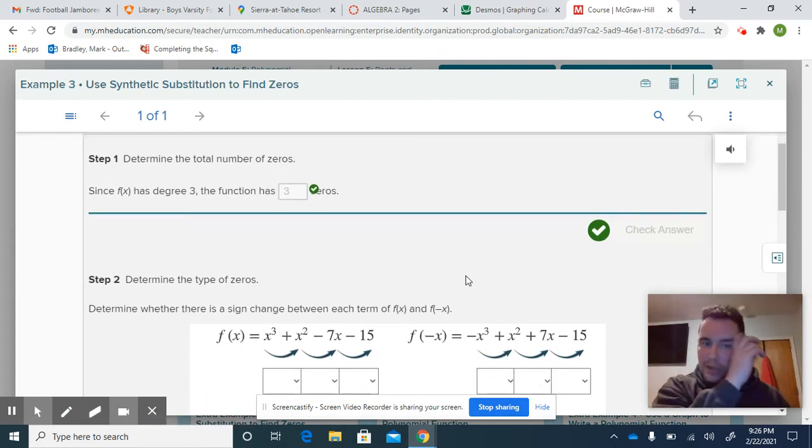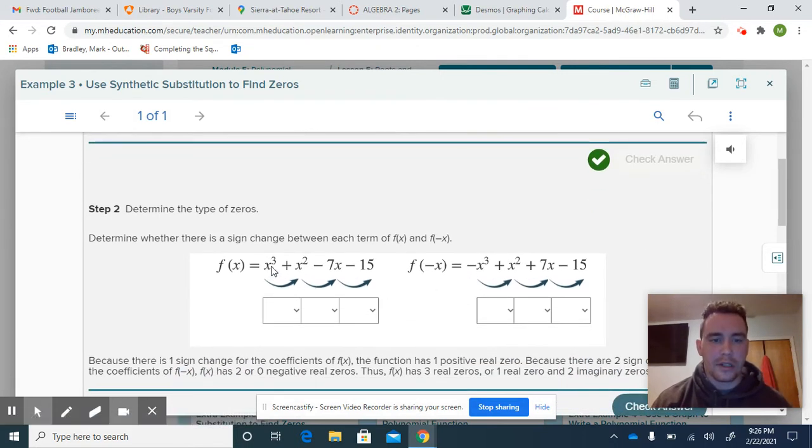Now we're determining the types of zeros. So determine whether there's a sign change between each term for f of x and f of negative x, right? So f of x, notice that this is an x cubed and it's positive, and we're going to a positive x squared. So that is no sign change. We're going from a positive to a negative, so that is a yes sign change. And for the last one, we're going from a negative 7x to a negative 15, so that is a no. That is not a sign change.